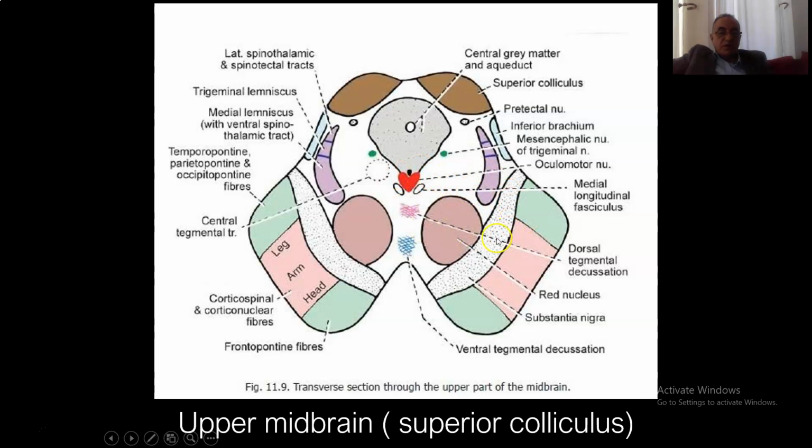So again, rostral midbrain, anteriorly we have the frontopontine fibers, temporoparieto-occipitopontine fibers, corticospinal, corticonuclear, all forming the cerebral peduncle, and then the substantia nigra, and then the red nucleus, then the ventral tegmental decussation, dorsal tegmental decussation in the midline, medial longitudinal fasciculus, and the lemnisci gathered together, becoming a bit lateral: the trigeminal, the spinal, and the medial lemniscus. And this is the central canal. The central canal is surrounded by the periaqueductal region and the periaqueductal gray matter. And we have here the mesencephalic nucleus of the trigeminal nerve.